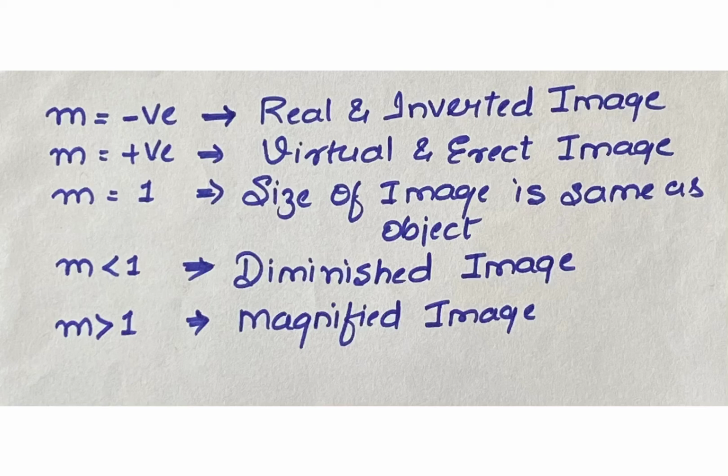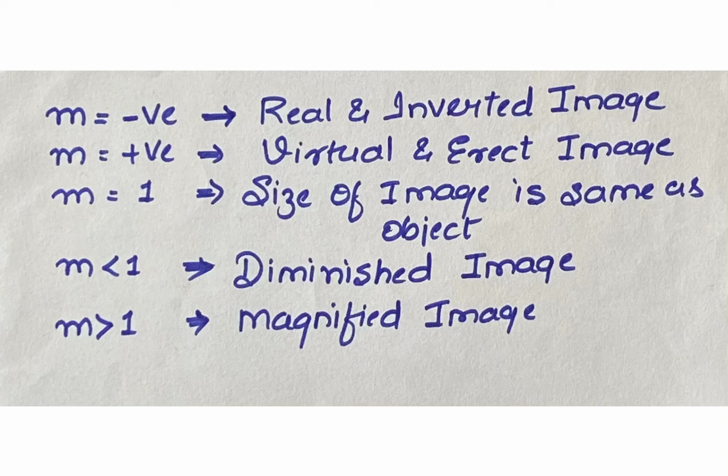Now let us see the size of image with respect to magnification. If magnification is 1, that is value of m is 1, it states that size of image is same as object. Now students, let us see how. m is equal to h dash upon h. If size of object and image is same, then h dash upon h will be 1. So if m is equal to 1, size of image and object is same. Now if m is smaller than 1, it represents diminished image. How?